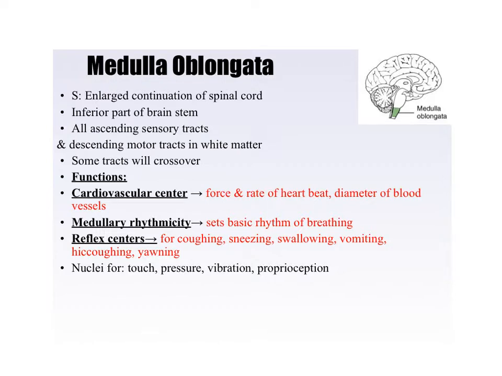All right, so the medulla oblongata right here is the most inferior part of the brain stem, and it connects the brain stem with the spinal cord. Functions: force and rate of your heartbeat. So it helps to control the force and rate of the heartbeat, also the diameter of your blood vessels. This is largely due to the vagus nerve, cranial nerve number 10. If it increases the diameter of the blood vessels, that's going to lower your blood pressure, and also the force and rate of the heartbeat. Now that's the cardiovascular center in the medulla.